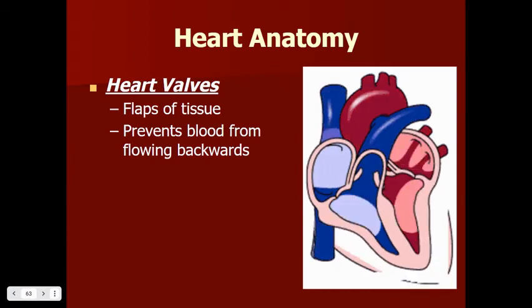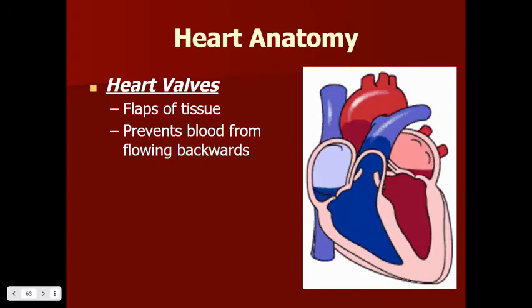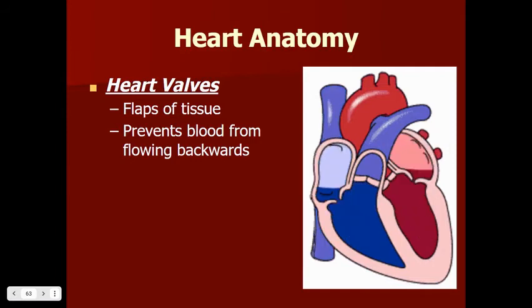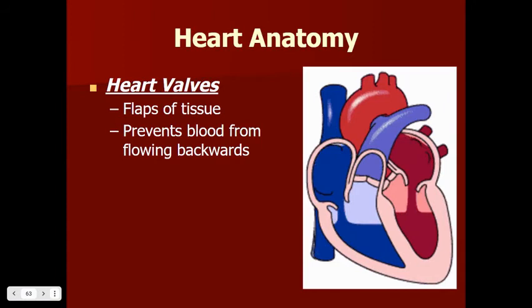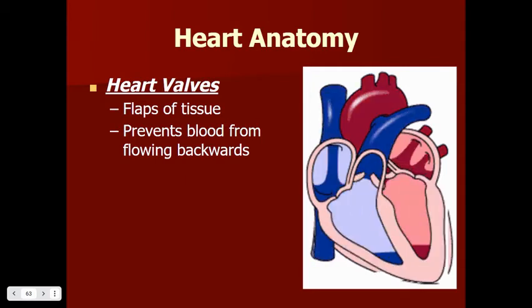Our heart also has valves, kind of like our veins. The valves are flaps of tissue that prevent the blood from flowing backwards. And so in this animation, you can see the 4 valves. They open and close at different times to make sure that the blood is always going in the correct direction.